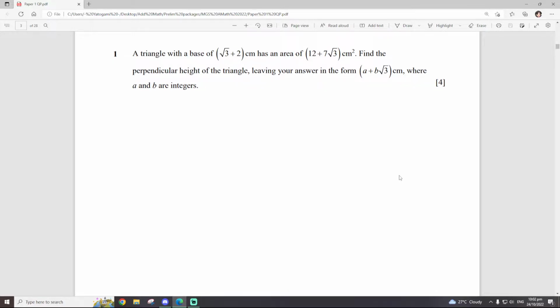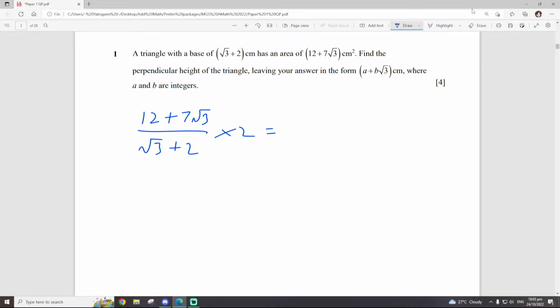So, I've had a look at the paper. It doesn't seem too difficult overall. First question is very standard. You have a triangle with this base and this area. Find the perpendicular height. So remember that the formula is half BH, half times base times height. So what I need to do is actually find 12 plus 7 root 3, divide by root 3 plus 2, and then this one times 2. Okay, so we will simplify this.